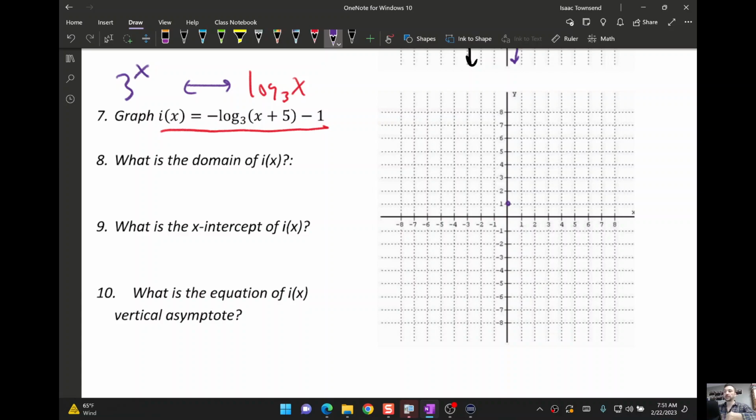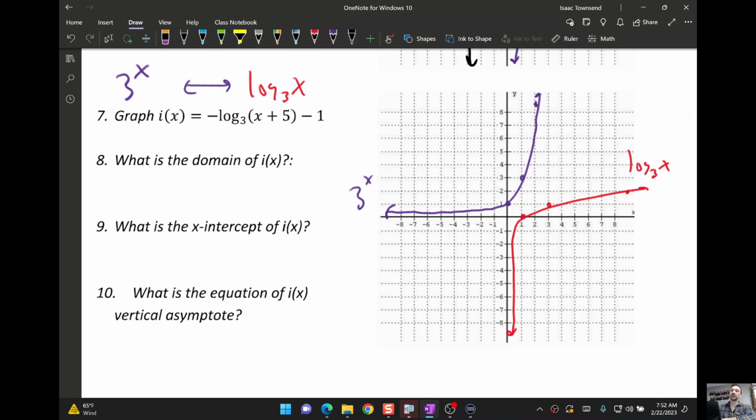And I know log base 3 is the inverse of 3 to the x. So I'm personally going to graph 3 to the x, because it only takes me 2 seconds anyway. I'm going to take those points, switch x and y, and then I'm going to have log base 3 of x. And then I can worry about the transformations.